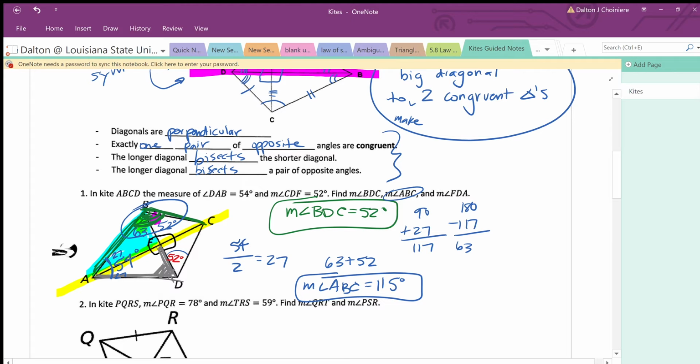Well, again, if you use your reflection property, you found over here that this green angle was 63 degrees. And if we reflect it over, if you fold that kite over the yellow highlight, it's going to match up to this gray angle. So there's your third answer. The measure of angle FDA is also 63 degrees. So there's nothing to even solve for there.